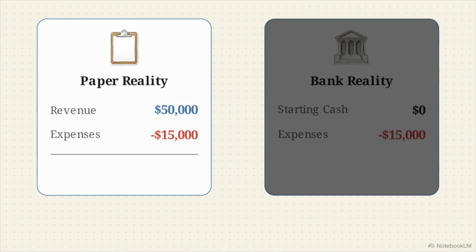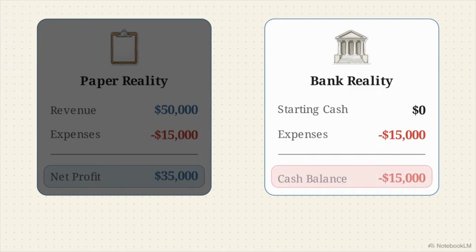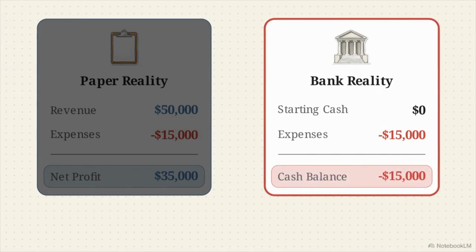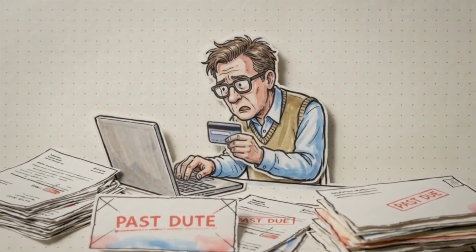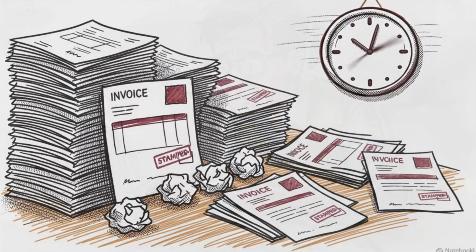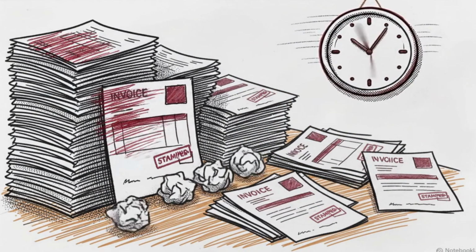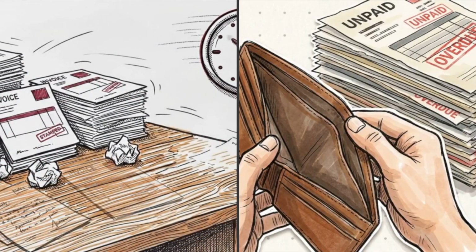On the paper side, you subtract that $15,000 from your $50,000 in revenue, leaving you with a robust net profit of $35,000. But over on the bank reality side, deducting that same $15,000 from a zero balance pushes your actual cash reserves deeply into the negative. You are now forced to fund immediate daily liabilities while waiting months for your own earned income to arrive. This initial mismatch creates the foundation of the cash trap.